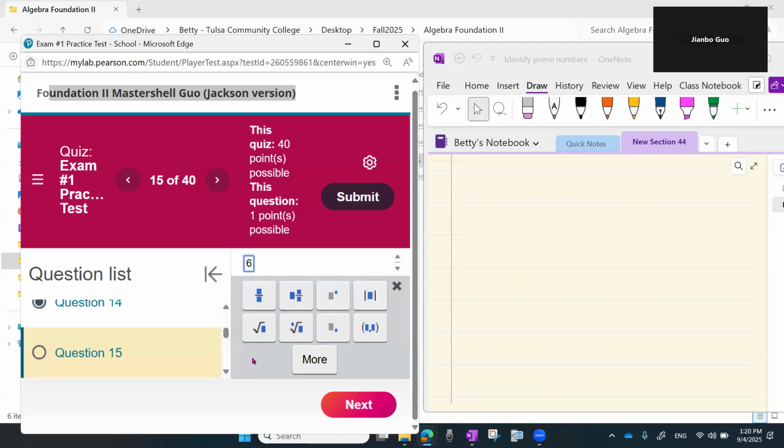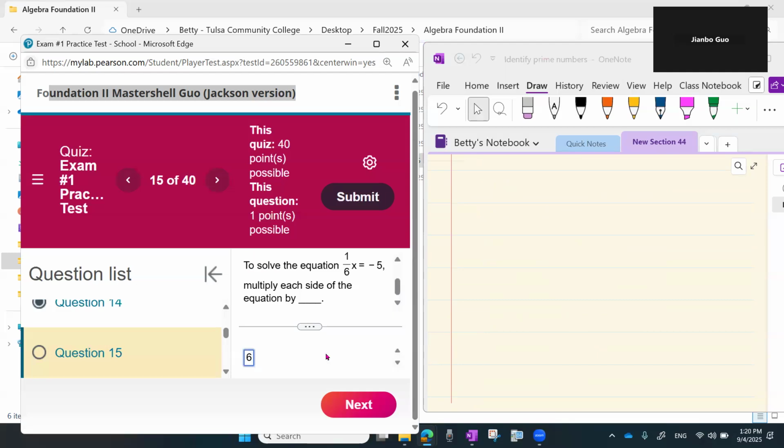Okay, knowing this problem is not to solve it. We are not looking for the value of x that could satisfy the equation. We are answering the question right here. The question asks, in order to isolate x, what do we need to multiply on each side of the equation? Since the coefficient of x is 1/6, we want to multiply the reciprocal of 1/6, which is 6, to isolate x. Okay.